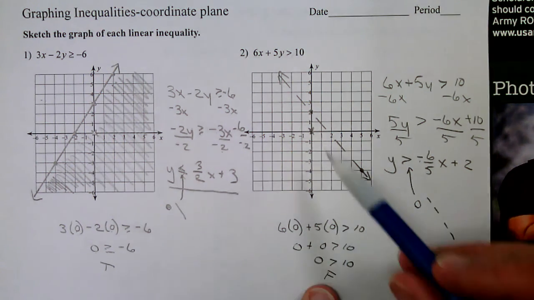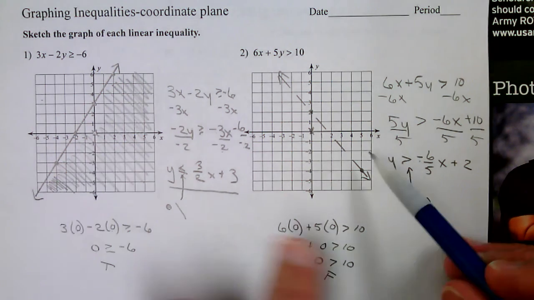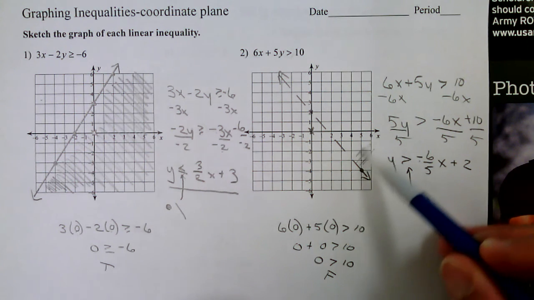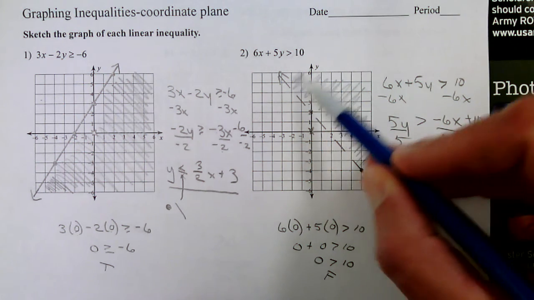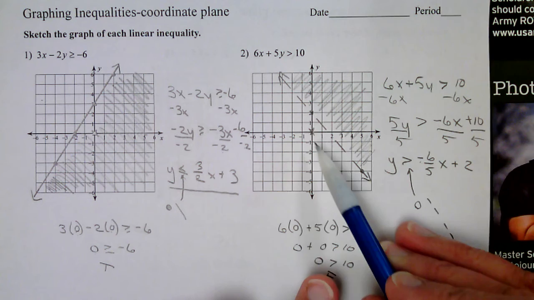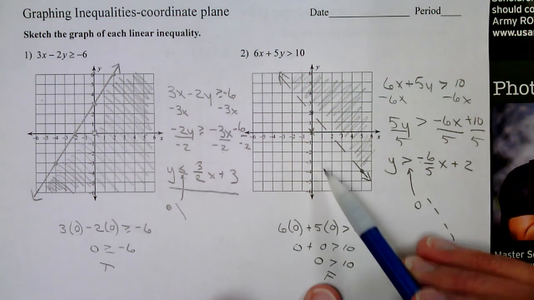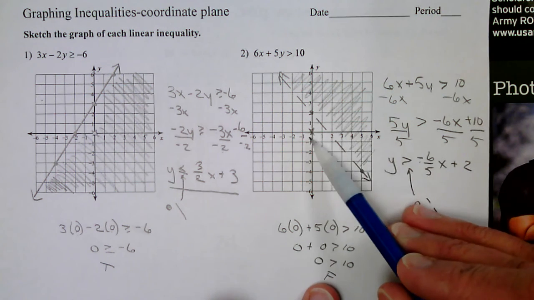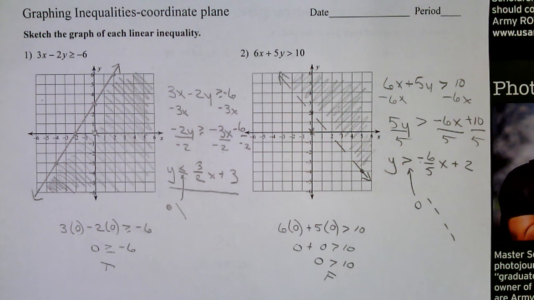Which means that instead of shading like the last one, where we shaded toward the point because it was true, this time we're going to shade above. We're going to shade away from the point we chose. So if you choose 0, 0 and it works out to be true, you shade so that 0, 0 is in the shading. If it's false, it means you want to shade to the other side so that it is not in the shading. All right, so there is your quick lesson for today.